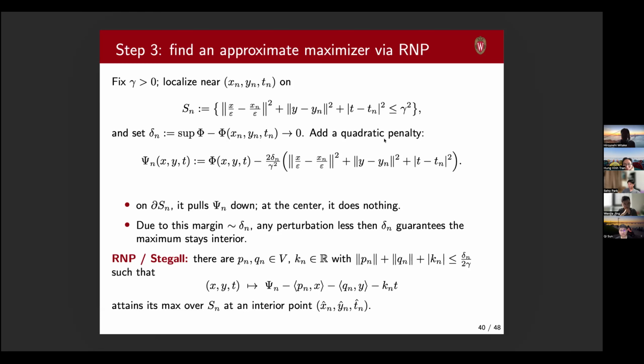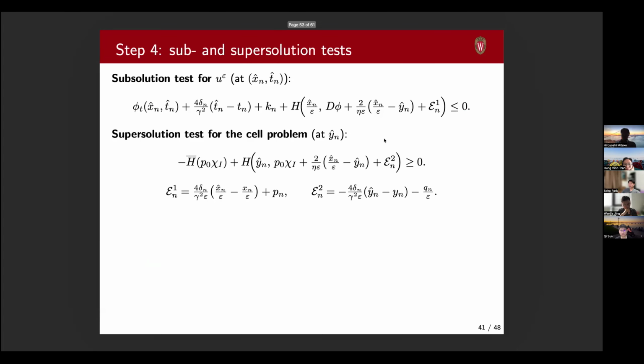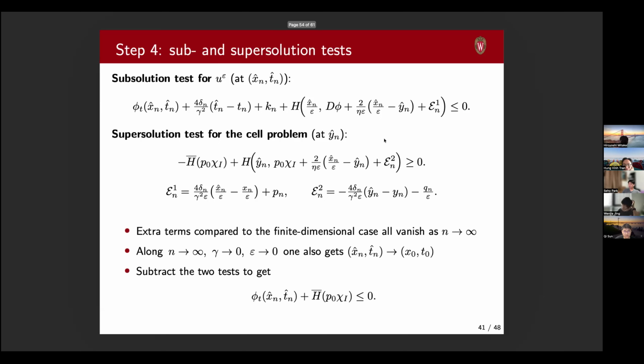Okay, so we have a maximizer, xn hat, yn hat, and tn hat, so that we can use the subsolution test and the supersolution test. It looks similar to the result from the finite dimensional proof. So you can see the common term in the Hamiltonian, which came from the initial penalty. But we have some extra terms coming from the additional quadratic penalty and also from the perturbation when we use the Radon-Nikodym property. But as you can see, those terms have the delta of n, which goes to 0 when n goes to infinity. So if we take n to infinity, those extra terms vanish.